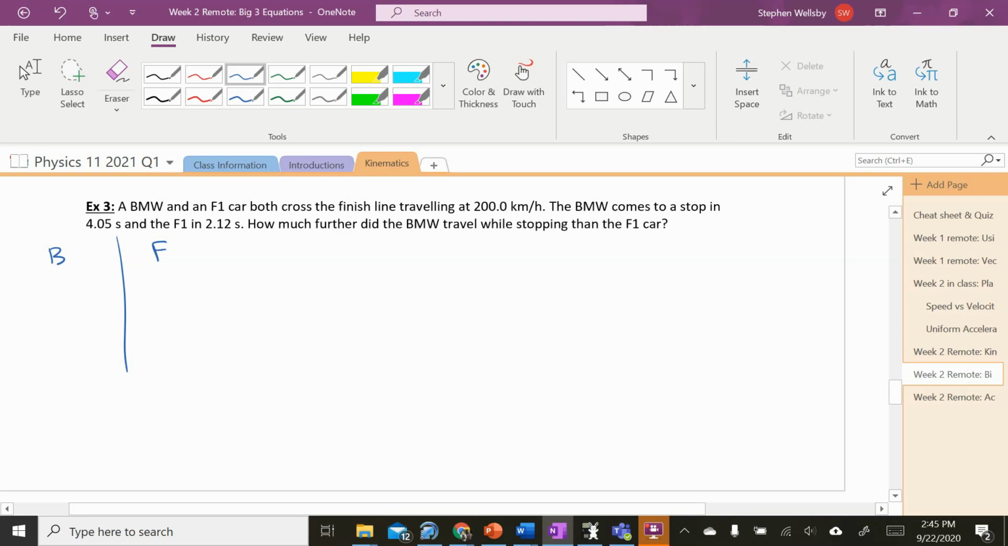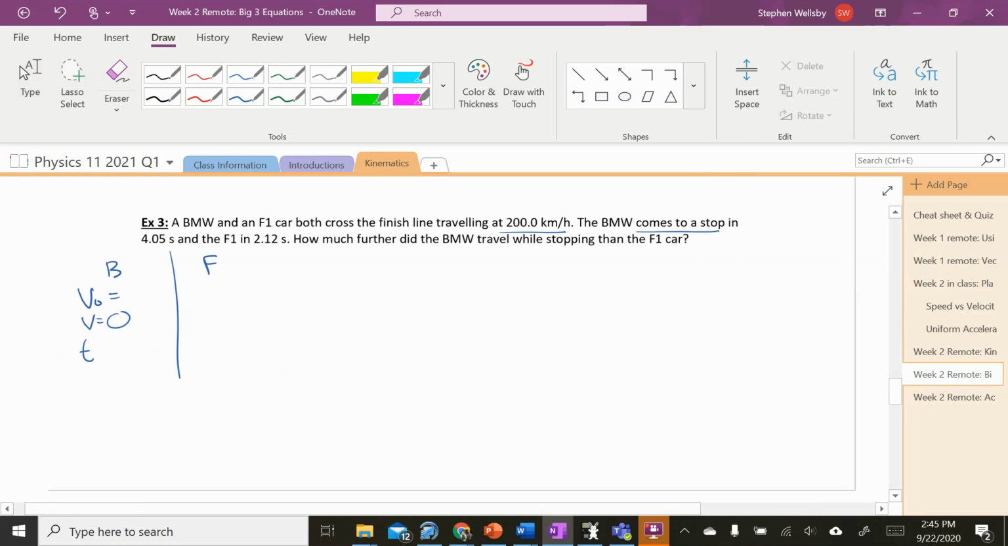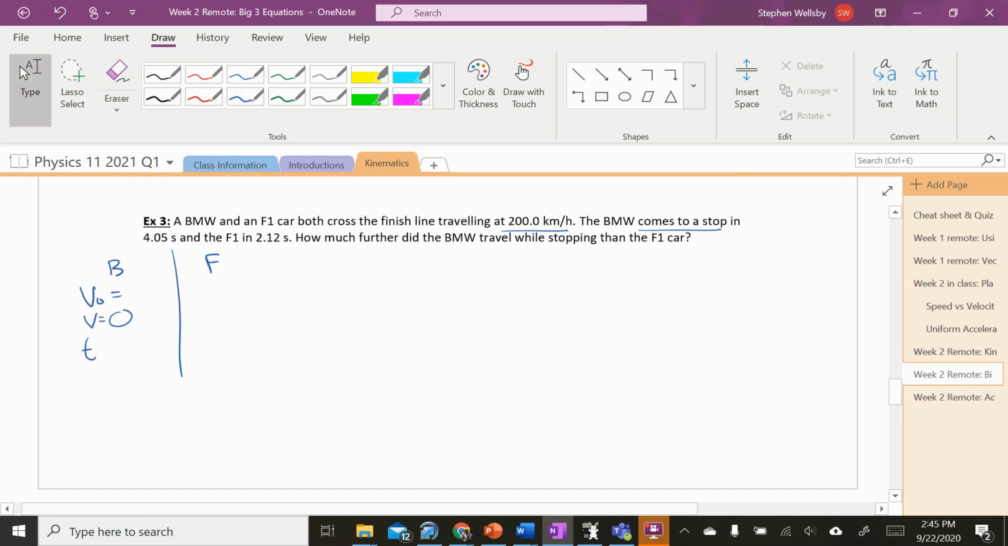For BMW, if we look at our variables, V naught is given. Again, you'll have to convert that into meters per second. But we have V naught. We know that it comes to a stop. So we do know our final velocity. Hopefully you recognize that's going to be 0 if you come to a stop. And then we also have the time that it takes to come to a stop as well. And in this case for the BMW, it is 4.05 seconds. But we don't know our distance traveled, and we don't know the acceleration.